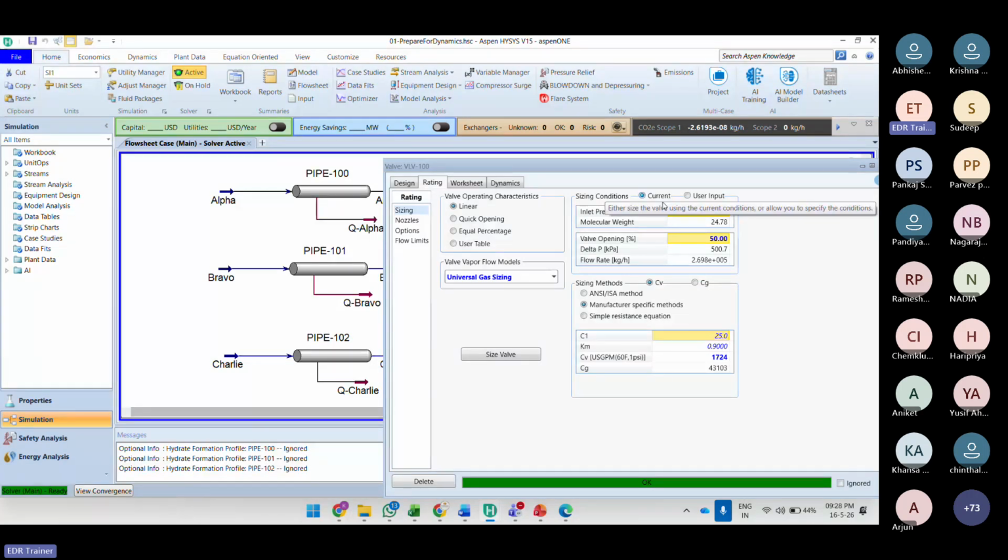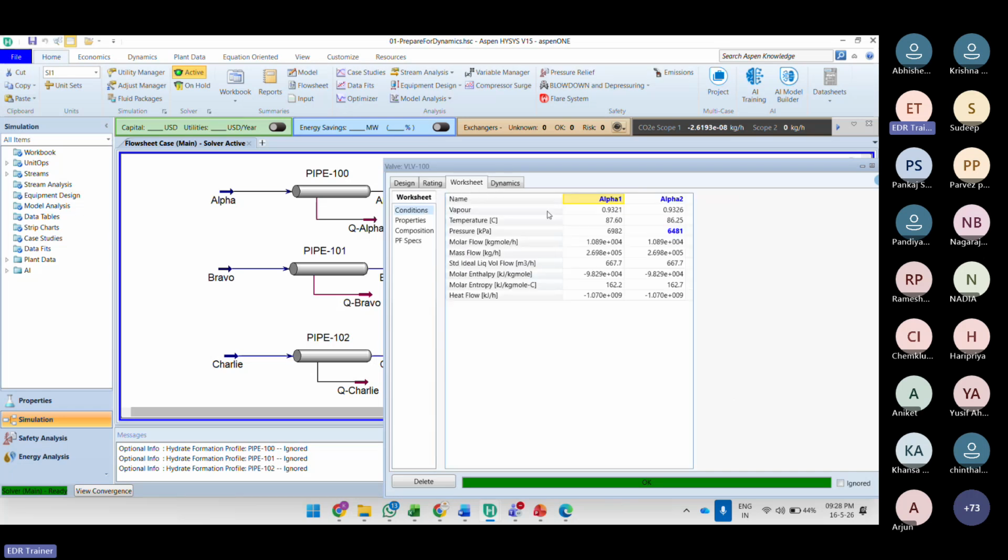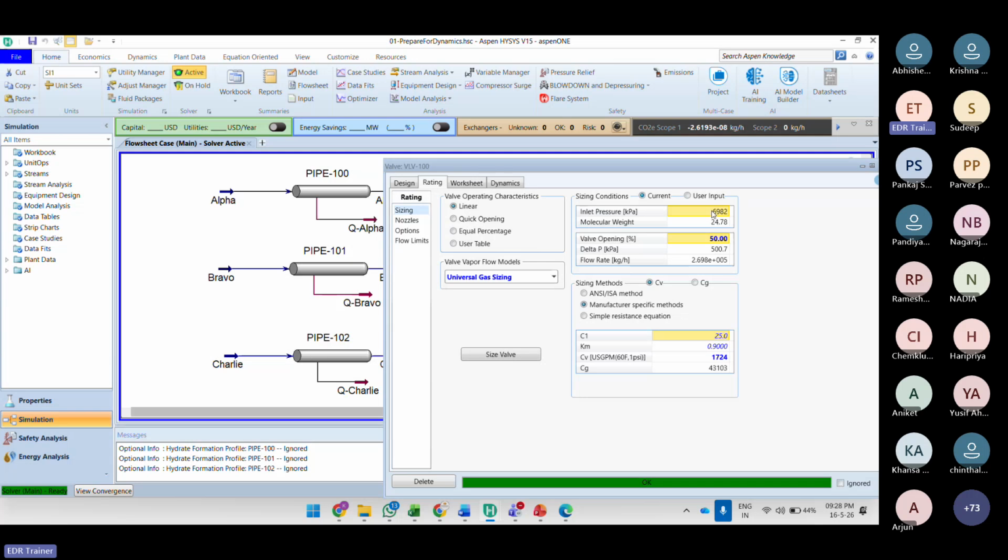Once you put a current here with the radio button, it will automatically take all the information which is there. You can see here 6982 is there, and it is taking that flow into that. The valve opening is 50%. Normally, whenever a control valve is there, for better controllability the valve opening is normally designed at 50%, and then it can actually go up and go down.